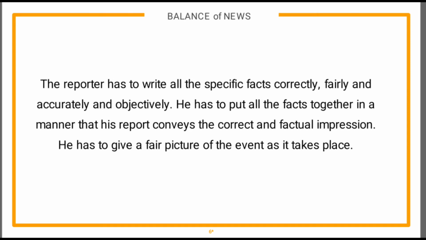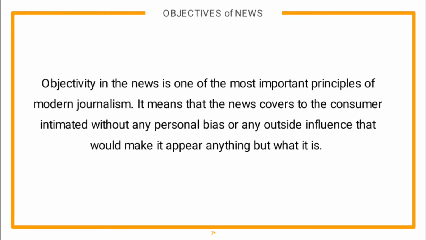So, next we have the objectivity of news. Objectivity in the news is one of the most important principles of modern journalism. It means that the news covers the events for consumers without any personal bias or any outside influence that would make it appear anything but what it is. So, objectivity is essential because only pure news can give the consumers confidence, because people form their opinions on the basis of news items.